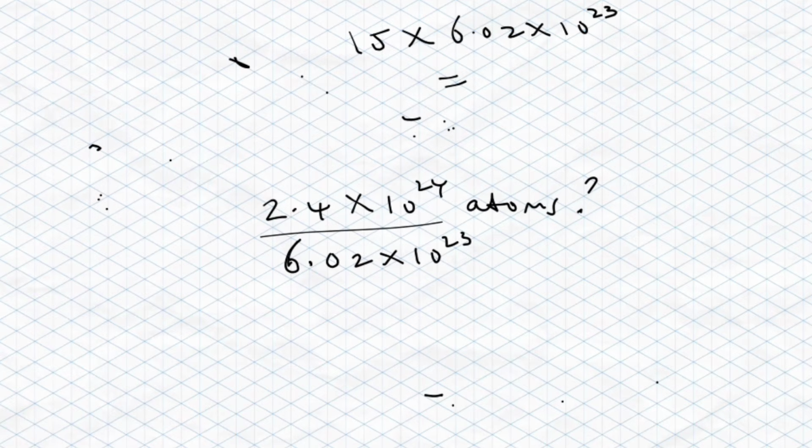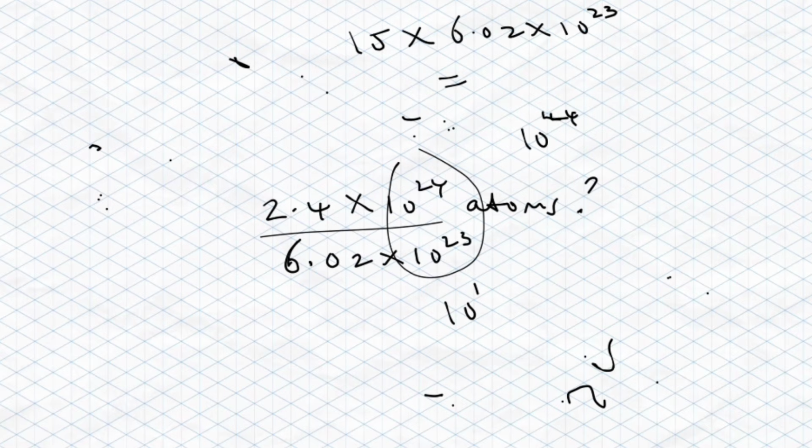So if you divide this, if you do your indices very well, you're going to have 10 raised to the power 24 divided by 10 raised to the power 23. So you're going to have 10 raised to the power 24 minus 23, which is equal to 10 raised to the power 1. So this is what you're going to have times 2.4.